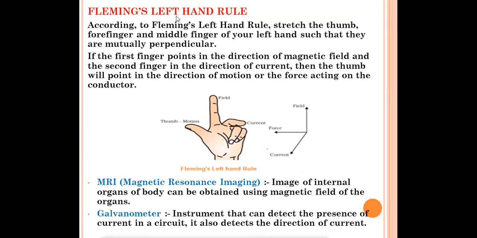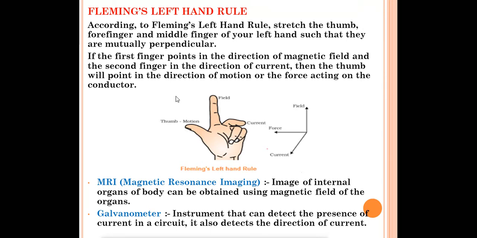So what is Fleming's left-hand rule? According to Fleming's left-hand rule, stretch the thumb, the forefinger and the middle finger of your left hand such that they are mutually perpendicular to each other. Only three fingers we have to use and they should be perpendicular to each other. If the first finger points in the direction of the magnetic field and the second finger points in the direction of the current, then your thumb will point in the direction of motion or the force acting on the conductor.